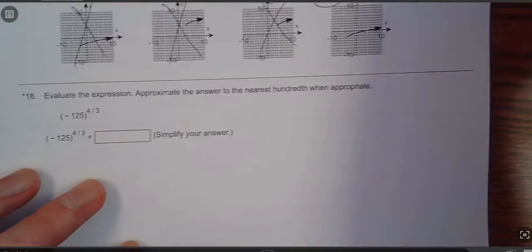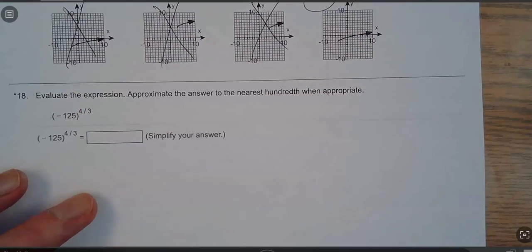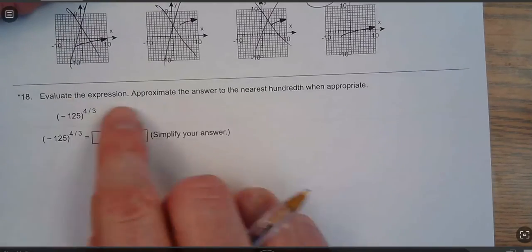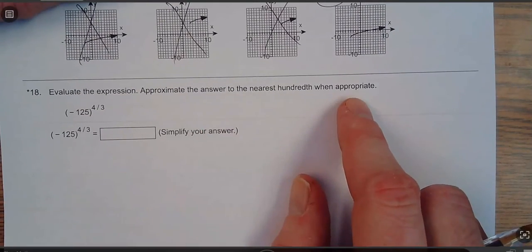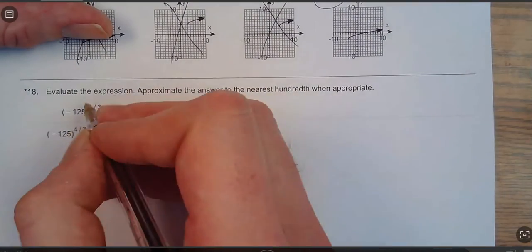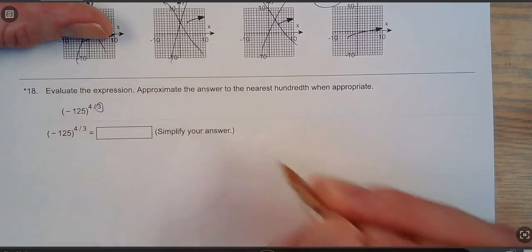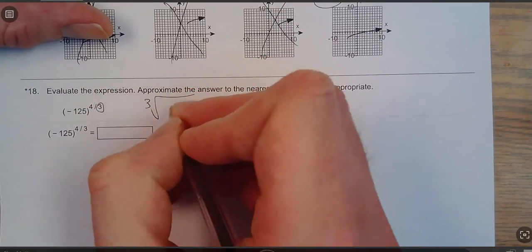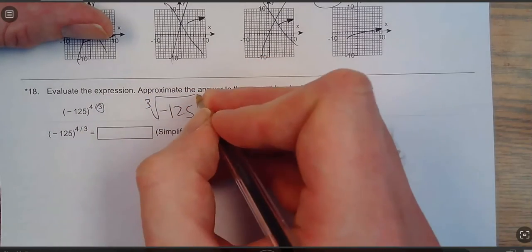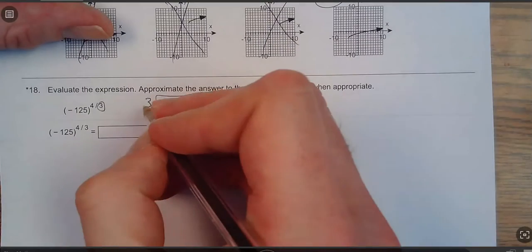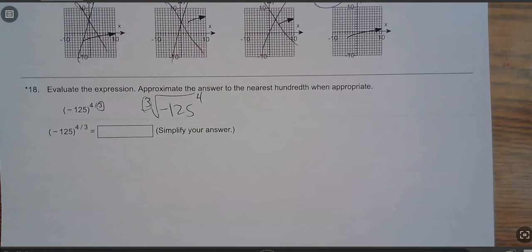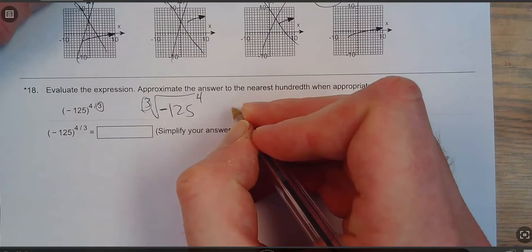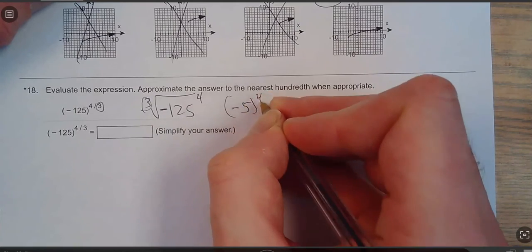And then number 18, I can do it on the paper here. Express, approximate, we don't need to approximate this. If I convert it into a radical, the bottom number is the root, so the cube root of negative 125 to the 4th power. Do the root first. What times itself 3 times equals 125? Hopefully we're starting to see these numbers over and over and accidentally memorizing them. 5 times 5 times 5, and since it's a negative, this would be a negative 5, still to the 4th power.